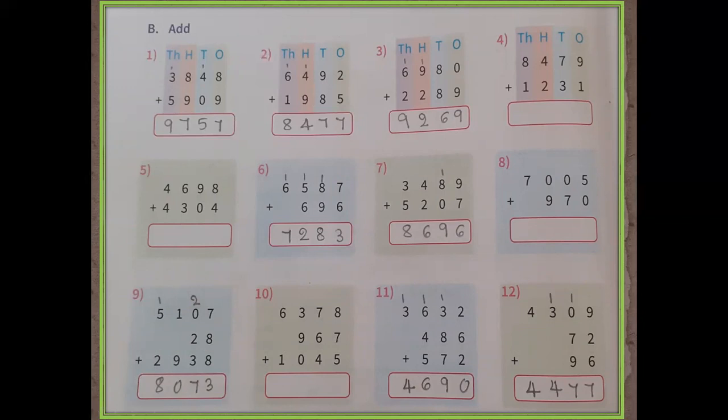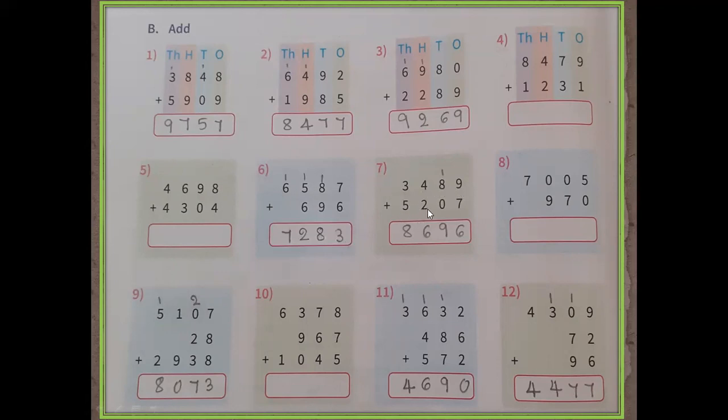8477. Third one, 6980 plus 2289, that is also equals to 9269. Fourth one and fifth one you have to do. Sixth one, 6587 plus 696, that is equals to 7283.